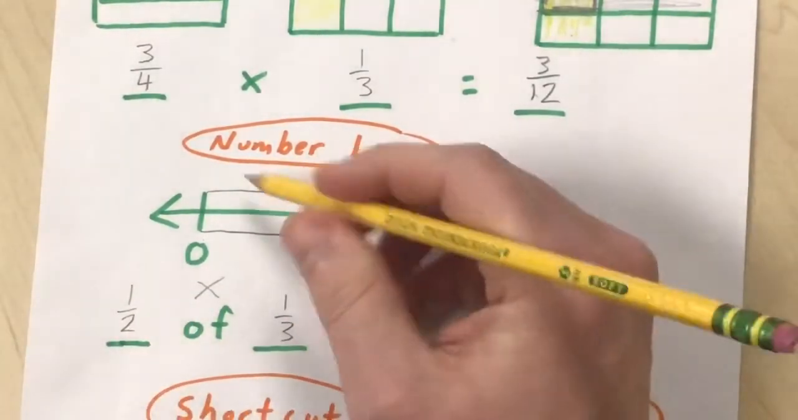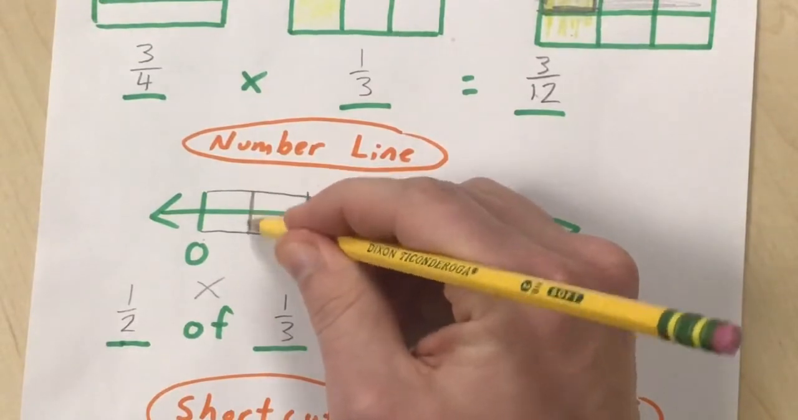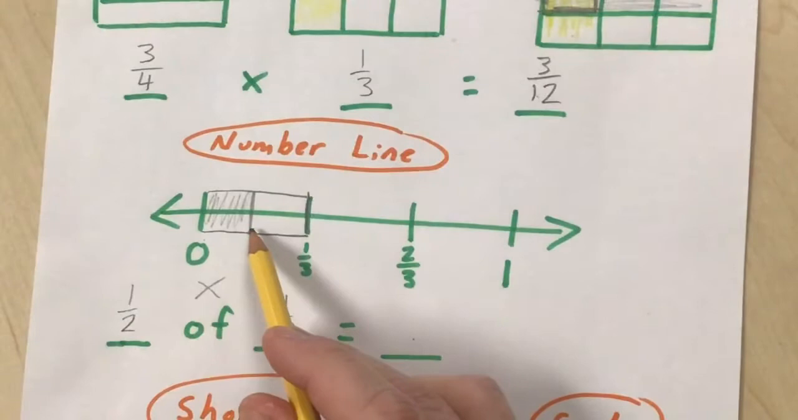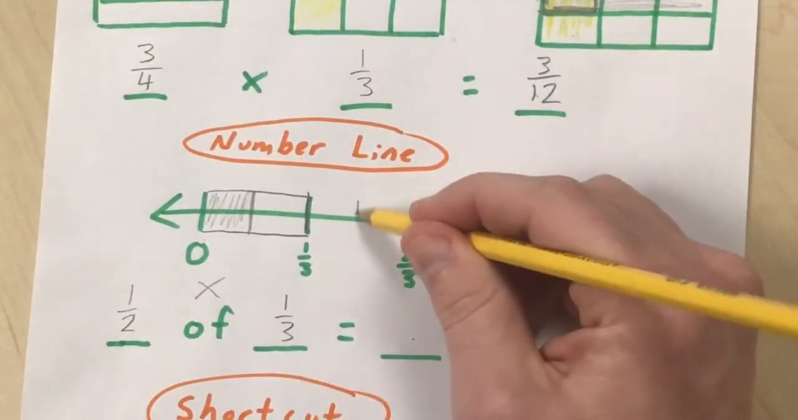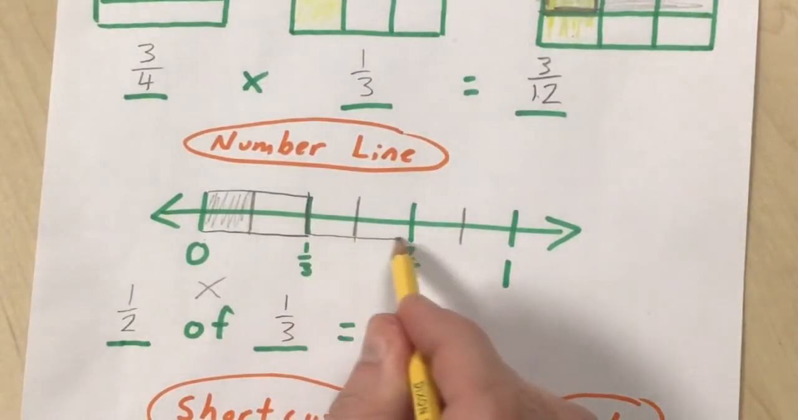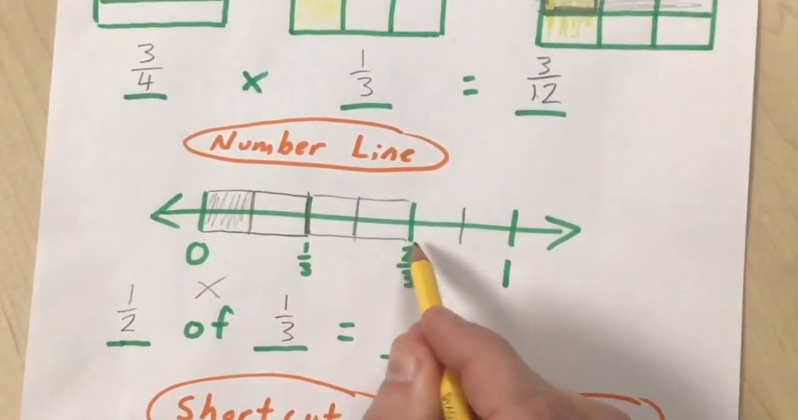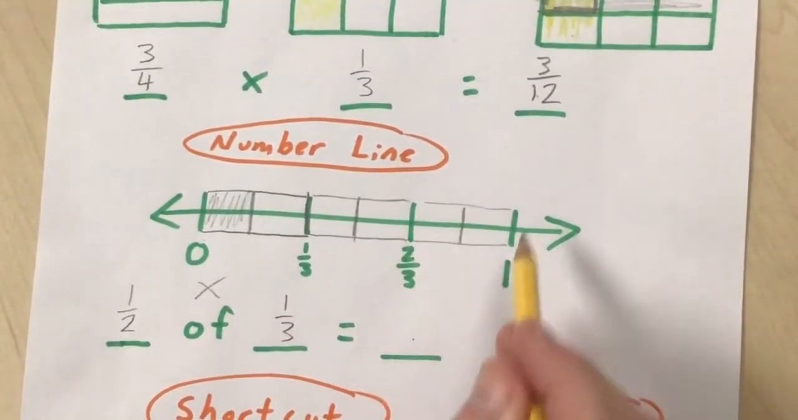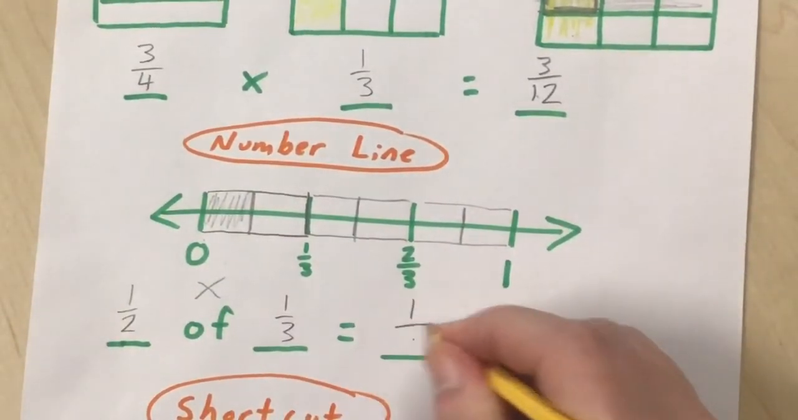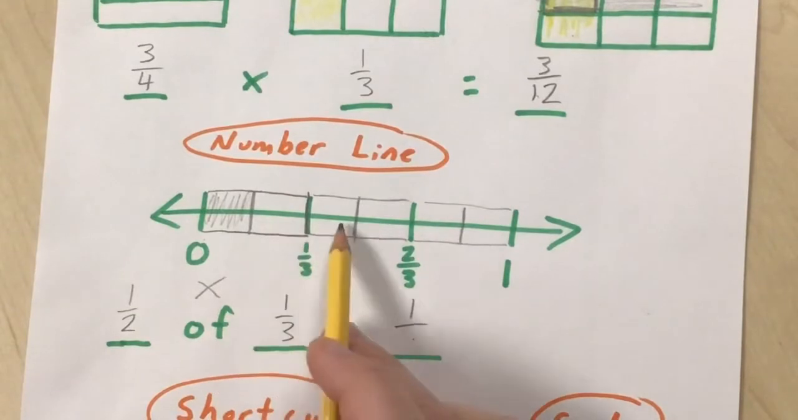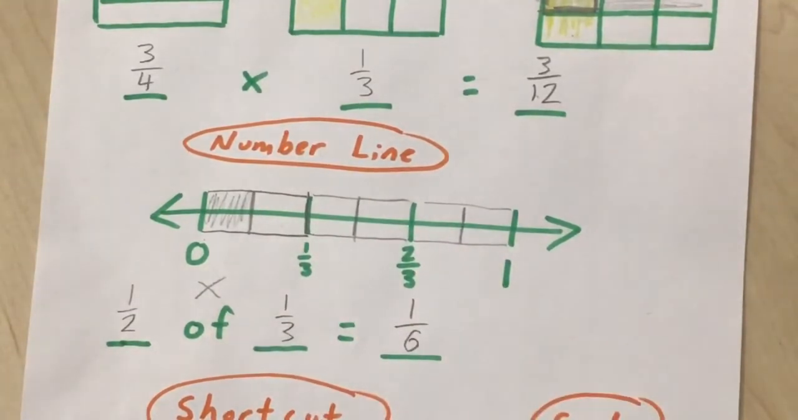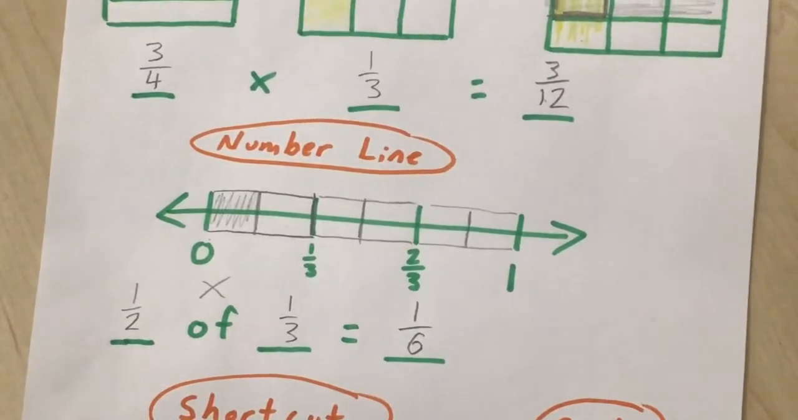If we're finding half of it, then we would have to cut this in half and pay attention to just this section. Well, how big is that? We would need to know how far it is all the way to 1 by cutting every single section in half. This section got cut in half. This section got cut in half. So we end up with one section shaded out of 1, 2, 3, 4, 5, 6 sections. That's what it looks like on a number line.